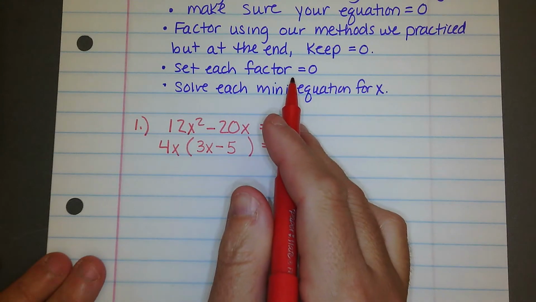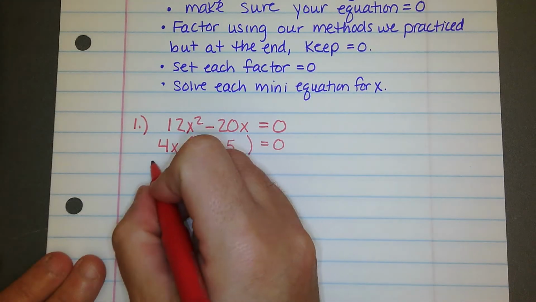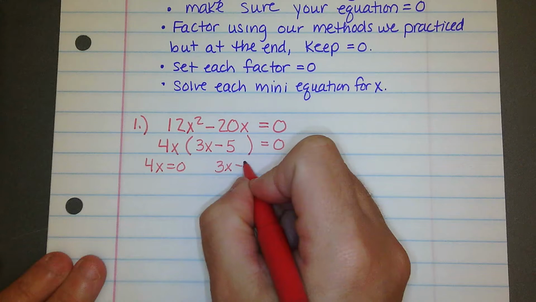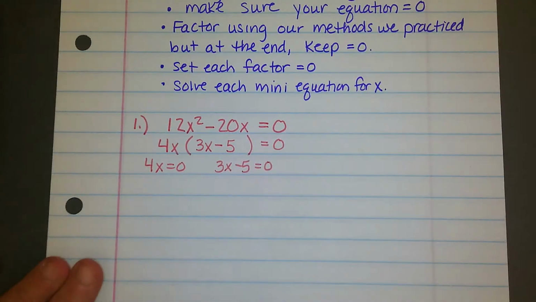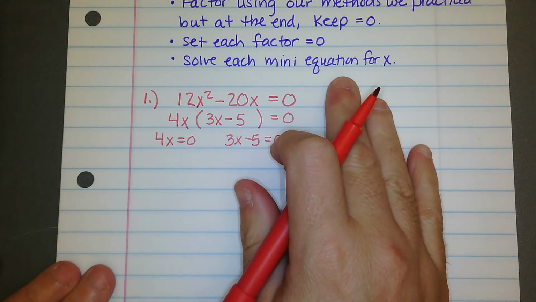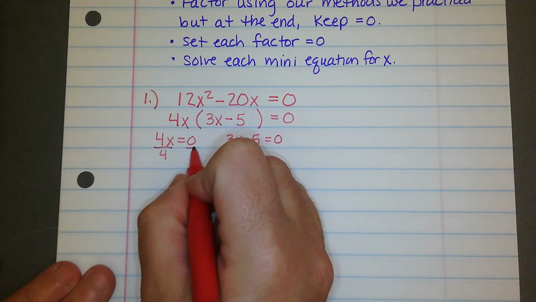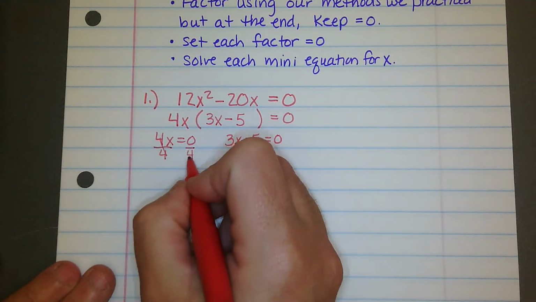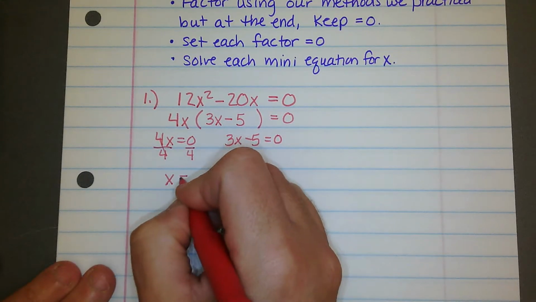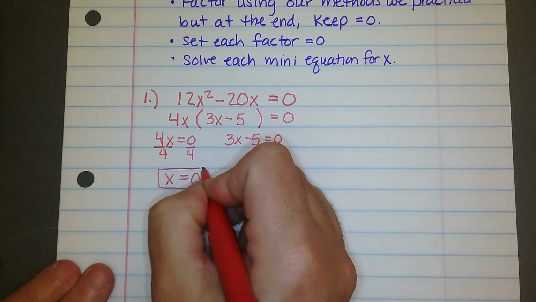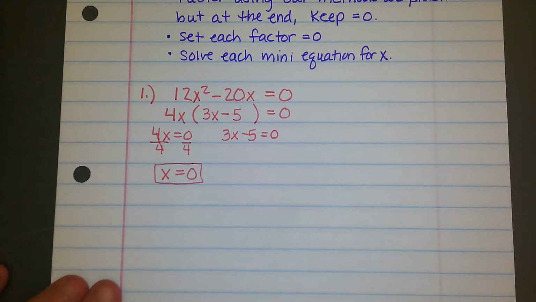At this stage, we're at the factor and keeping it equal to 0 step. Now we're going to set each factor equal to 0. So underneath here, we're going to have 4x equals 0, and we're going to have 3x minus 5 equals 0. We're going to have two little mini equations, and we're going to solve each of them for x. In the left one, I'm going to divide both sides by 4, and 0 divided by 4 is 0, and x is 0. That is an answer. That is a solution. Make sure you include that as an answer.